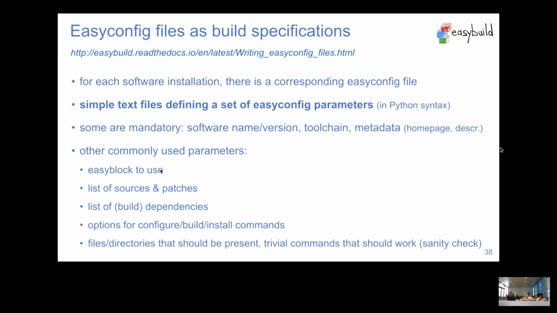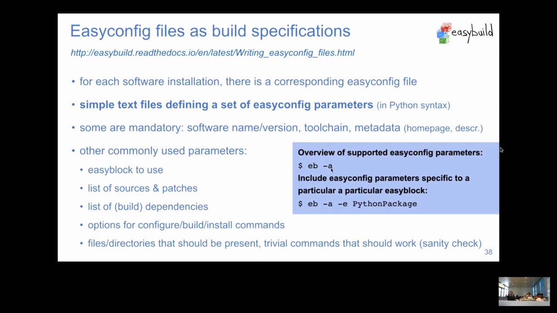And depending on what you're installing, you may typically get a list of source files, but we also have bundles of things where there are no source files. You typically have a list of dependencies or options to the configure command and so on. And the sanity check: if EasyBuild does not know how to check an installation, you should specify how it should check an installation in the easyconfig file as well.